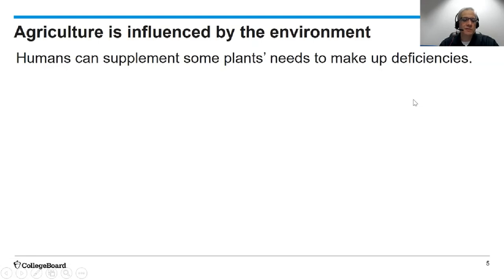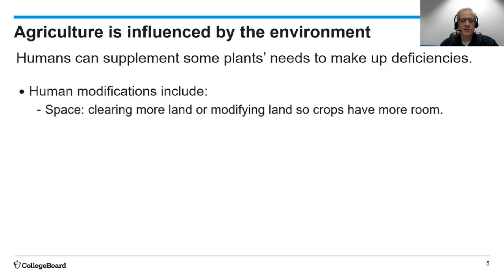Humans can support some of the plant's needs in order to make up deficiencies. For example, human modifications include things like clearing more land or modifying land so crops have more room. This could include planting crops in areas that were transitional lands between dry lands and cropland so that we can have more crops to grow.